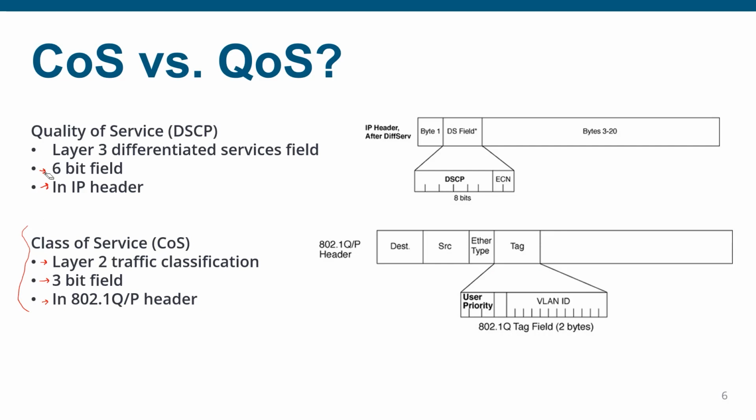Now, while DSCP provides more granular classification, it is not mentioned in the exam topics at all. I just wanted to compare and contrast these briefly so that you could know that there is a difference between COS and QoS. That COS is our layer 2 diff-serv field, although you shouldn't call it that. It's the layer 2 classification field that is 3 bits, and our quality of service, the diff-serv or DSCP code point, is 6 bits.